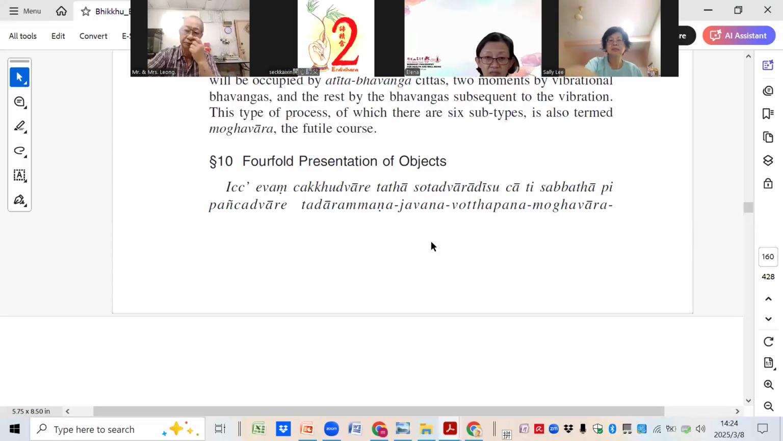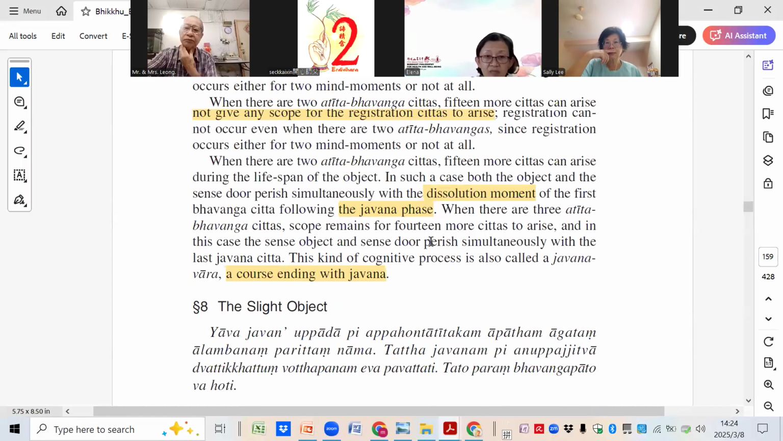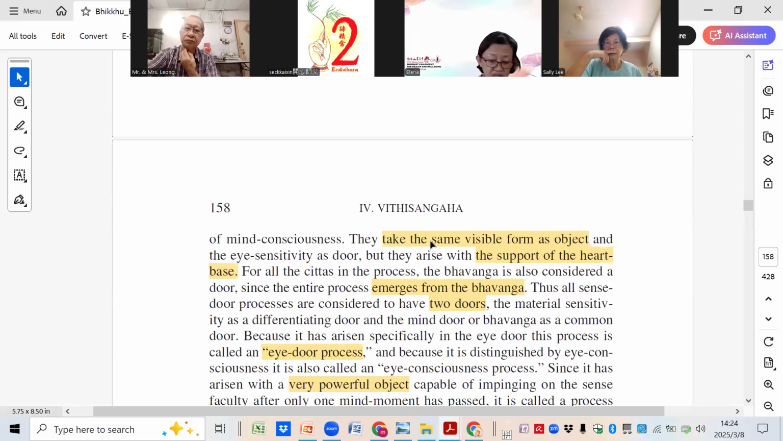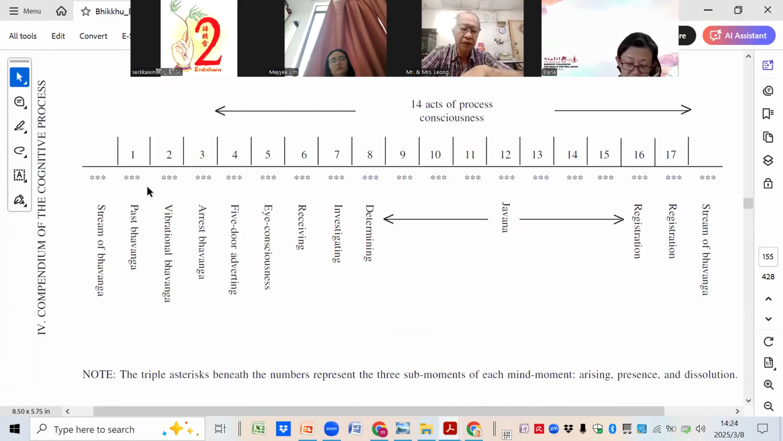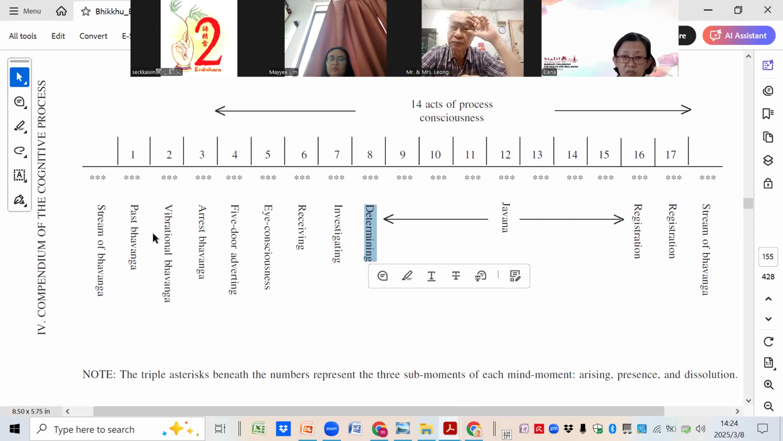If this is a very great object, meaning to say that the cognitive process will go until the registration. This is a very great object. If the cognitive process stops at the jhana, we call it a great object. If it stops at determining, we call it slight, and if it is gone before determining, we call it very slight.